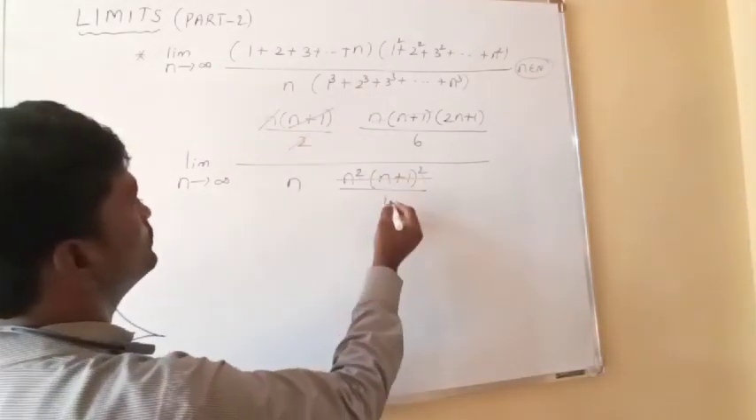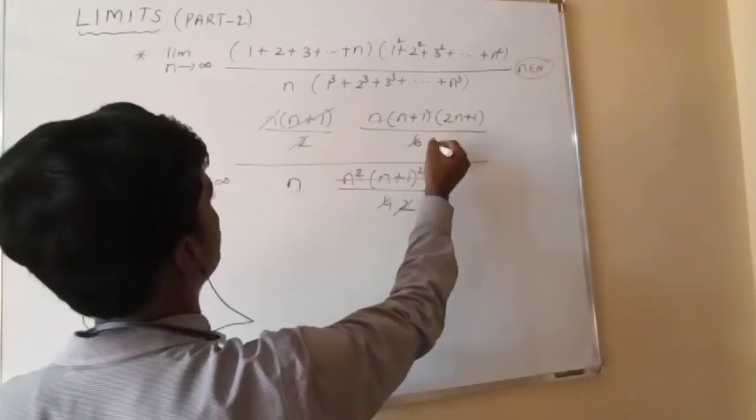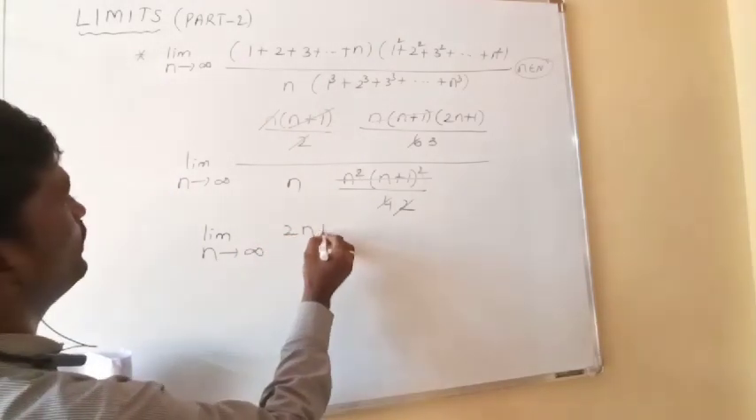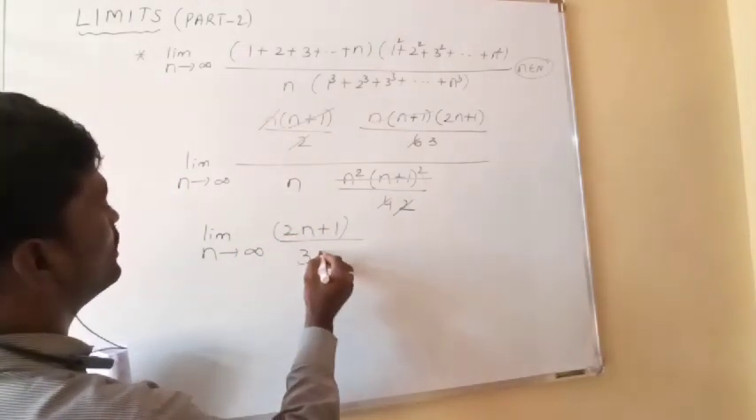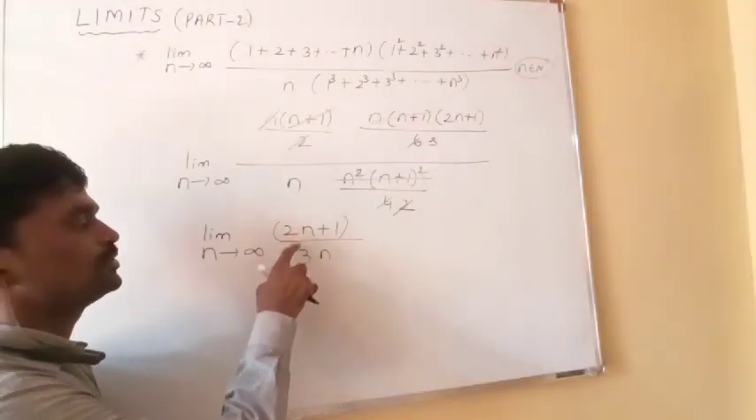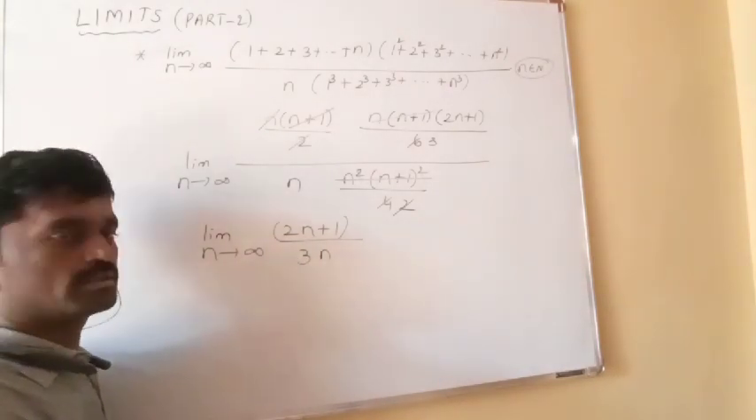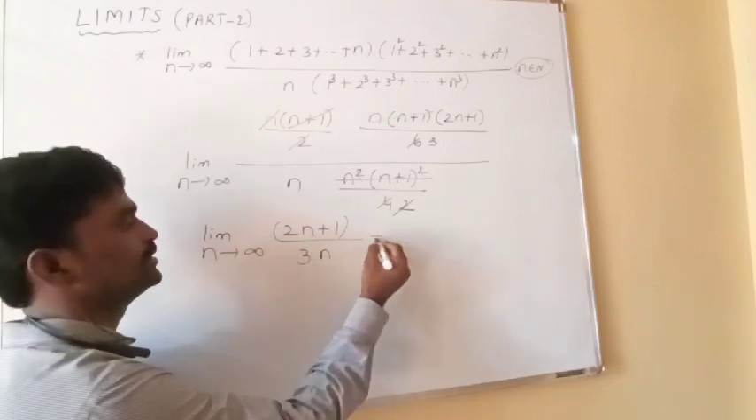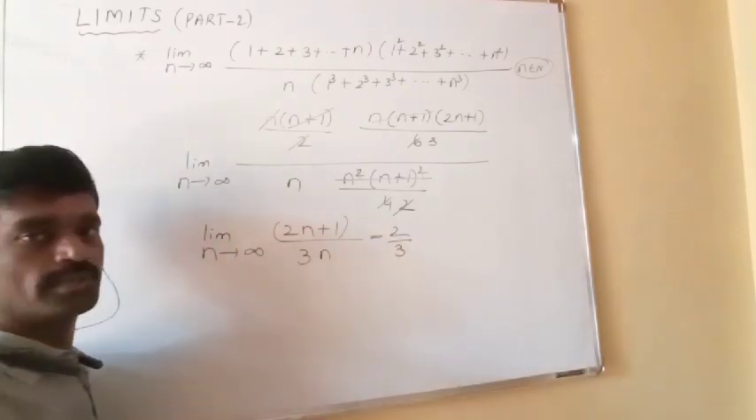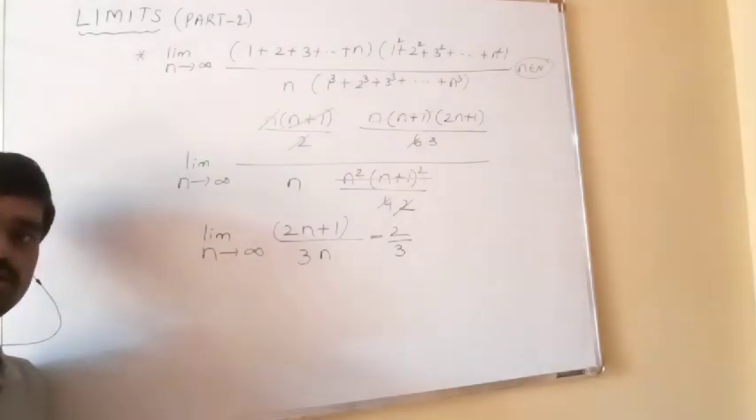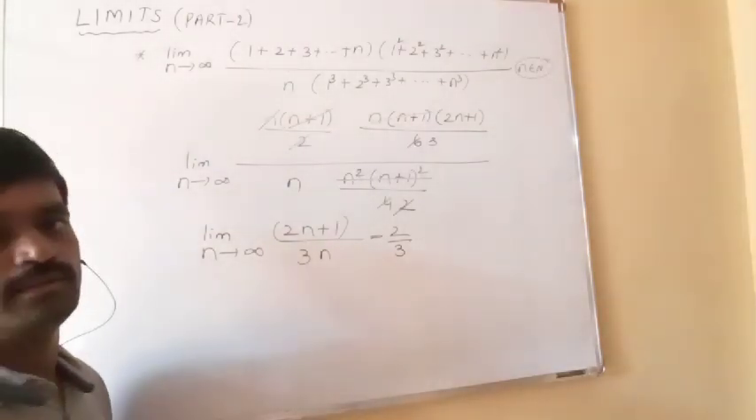And here 2 ones are 2, and 2 threes are 6, so 3. Then what is left in the numerator? 2n plus 1 by 3. The denominator is n, so 3n. Here also you can use the above formula because both numerator and denominator are polynomials. Degrees are the same, so leading coefficient by leading coefficient. Here the leading coefficient is 2, here the leading coefficient is 3. Because n is tending to infinity, thus the answer is 2 by 3. Or else you can divide numerator and denominator by n and use that as n tends to infinity, 1 by n tends to 0. So thus the answer is 2 by 3.